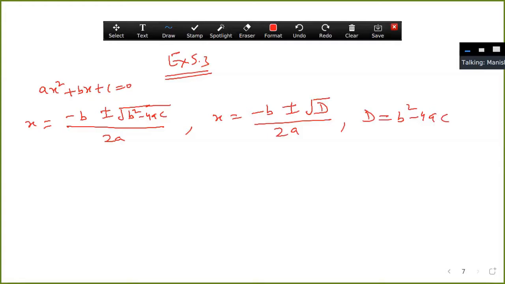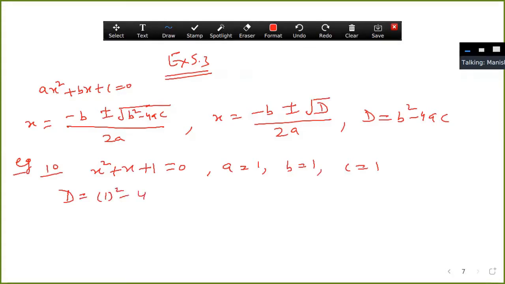Okay. Now solve the question. Suppose we will do example number 10. The question is x square plus x plus 1 equal to 0. What are a, b and c here? a is 1, b is 1, c is 1. Now what is d? Calculate d first. d will be equal to b square minus 4ac. 1 minus 4, that is minus 3.